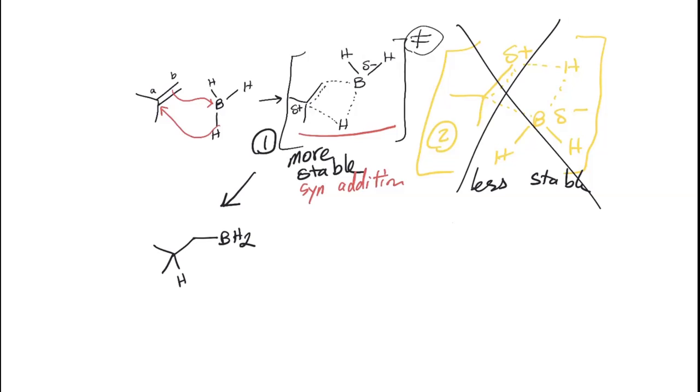And you can see the mechanism of oxidation when we add H2O2 and hydroxide. You can find it in the PowerPoint slides. You can take a look at it and eventually you will have the alcohol. The final product is alcohol and the product is anti-Markovnikov.